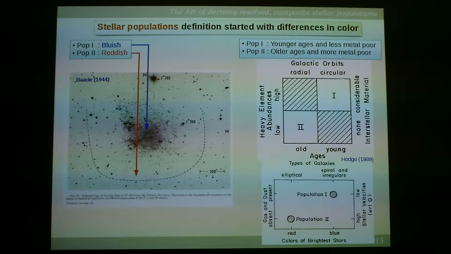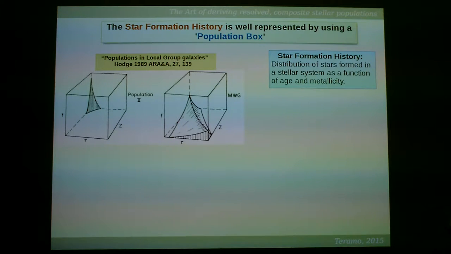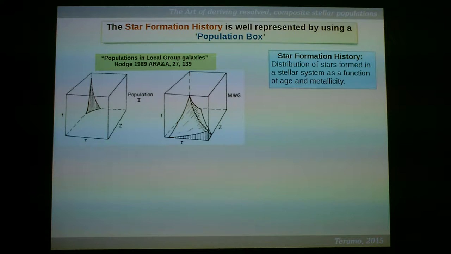Also, the stellar populations are found mostly in one or the other type of galaxy. For example, population 1 is found mostly in spiral and irregular galaxies, while population 2 is routinely found in elliptical or dwarf spheroidal galaxies. So with this in mind, we define a star formation history as the distribution of stars formed in a stellar system as a function of age and metallicity. We can add more characteristics to the definition, but we are going to stick strictly to these two variables, age and metallicity.